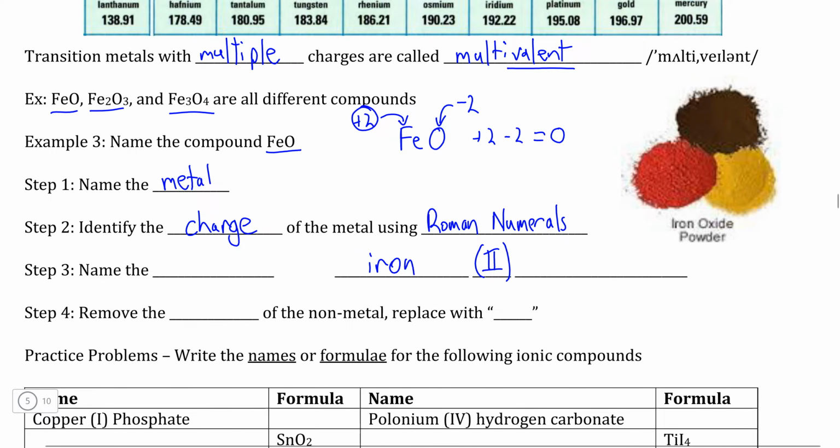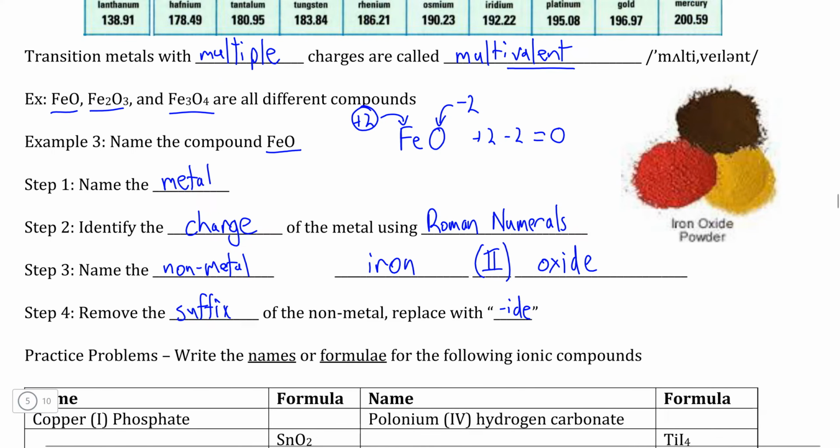So the next thing that we need to do is name the nonmetal. We've already looked up the name of oxygen, so we can just write the word oxygen here. But remember that whenever a nonmetal is part of a compound, we need to remove the suffix. So in this case, we're going to remove the -gen part of the suffix and replace it with -ide to identify that oxygen is a negatively charged ion that's part of a compound, and now we have iron, Roman numeral 2 oxide, is the way to identify FeO.